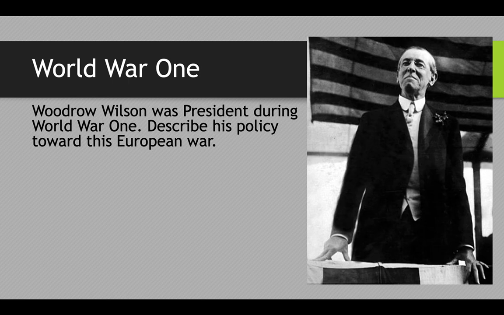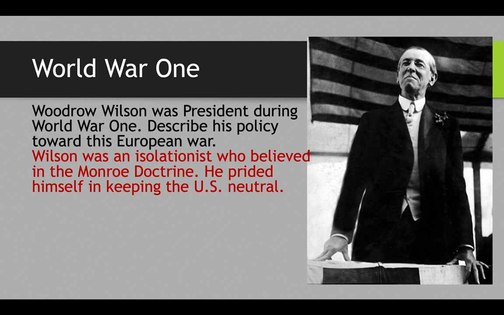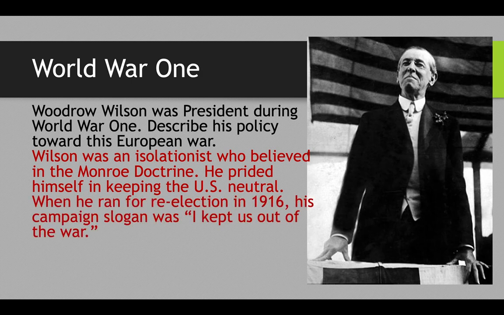Now, Woodrow Wilson was president during World War I, and his policy toward the European war for the first half of it was isolationist. He believed in the Monroe Doctrine. He prided himself in keeping the U.S. neutral. In fact, when he ran for re-election in 1916, his campaign was, "I kept us out of the war." And then, after getting reelected, the Zimmermann Telegram happened, and he said, okay, we got to go to war.